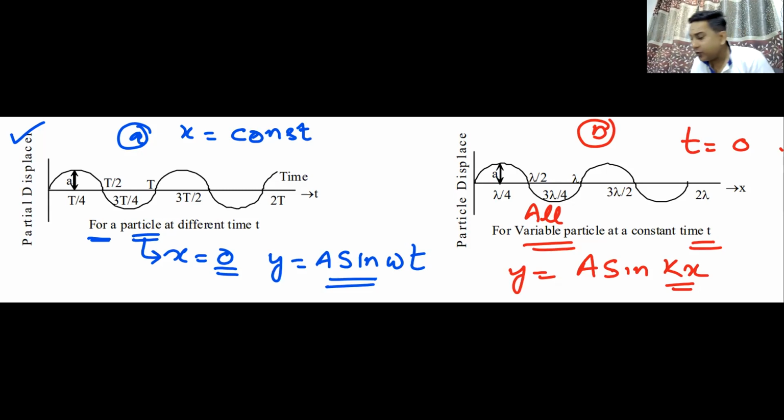Now if I keep on varying both x and t, I will get the position of all particles at all times. Do we understand this?